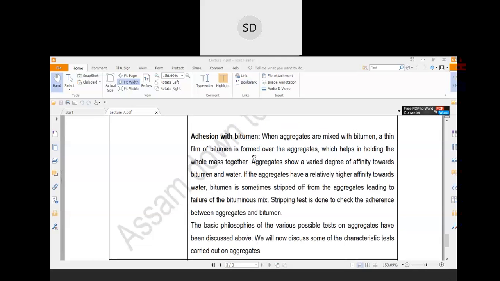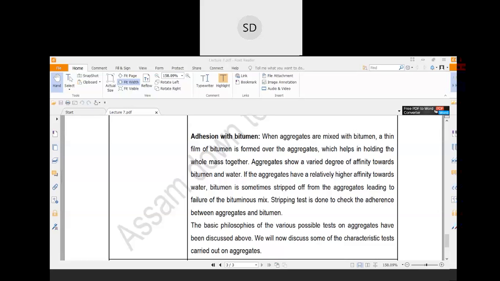Then another test is adhesion with the bitumen. Adhesion with the bitumen means you need to check whether the aggregate particles are mixed with the bitumen properly or not. So how will it be checked? When aggregates are mixed with the bitumen, a thin film of bitumen is formed over the aggregate, which helps in holding the whole mass together.